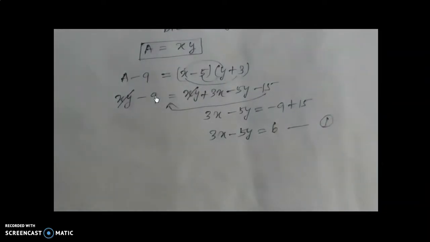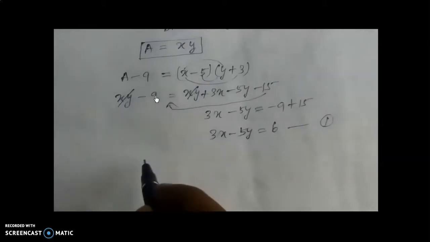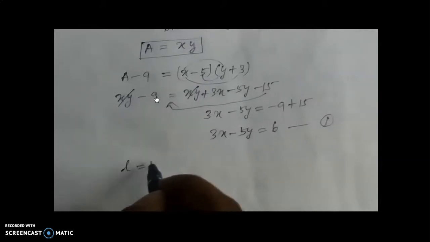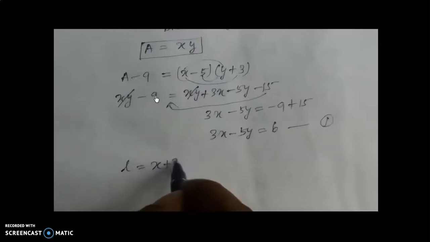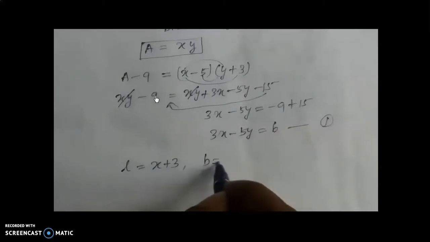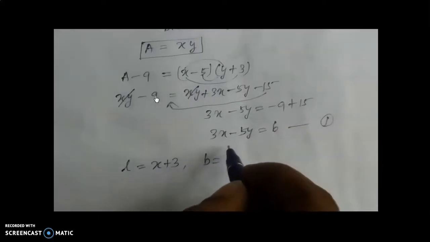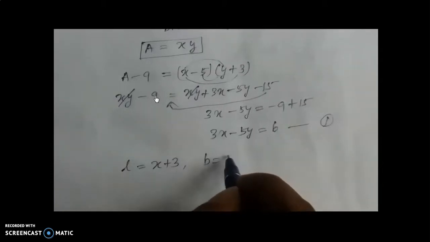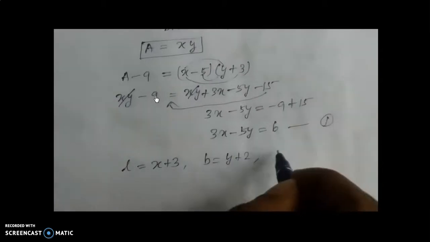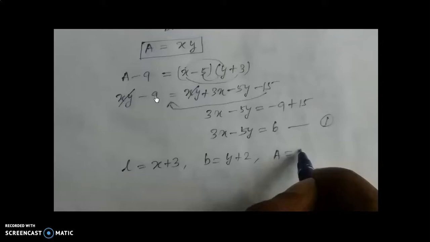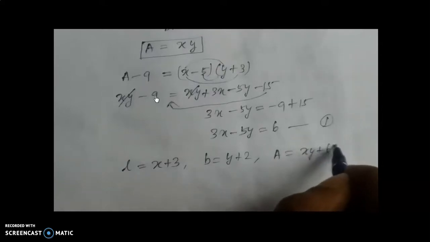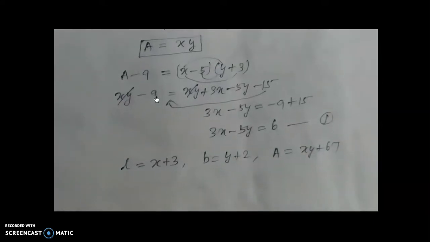Now I am going to convert the second piece of information into another equation. What is the second information? If we increase the length by 3 units, that is x plus 3, and the breadth also increased by 2 units, therefore it can be written as y plus 2. Then what about the area? The area is increased by 67 square units, that is xy plus 67.